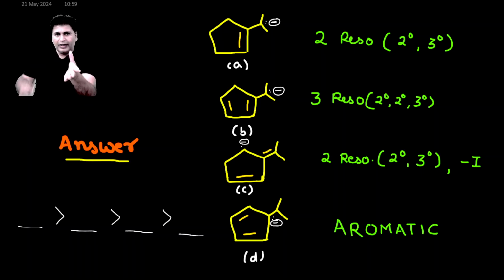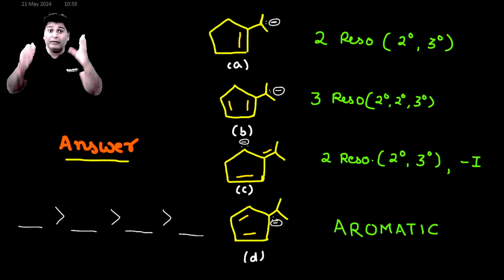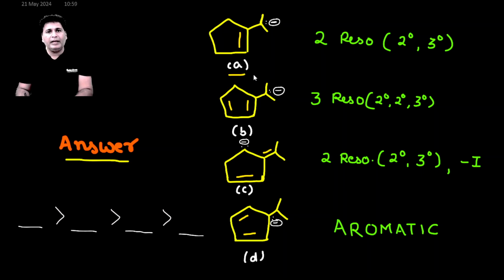Means I have written the merits in front of all the A, B, C and D. And then we will compare the merits. Okay. So let us come to a comparison. Once we start comparing, we find that the A carbene ion had 2 resonating structures. One was 2 degree, another was 3 degree. So there was delocalization present.